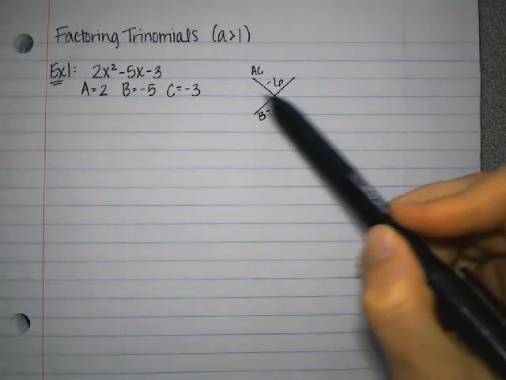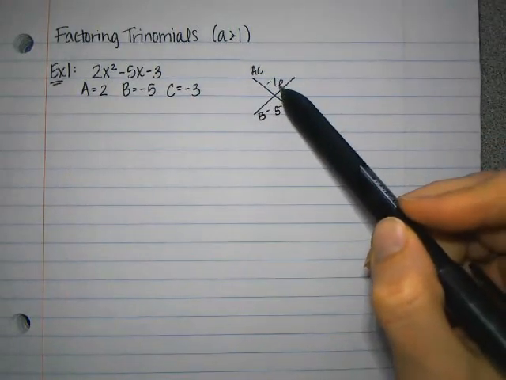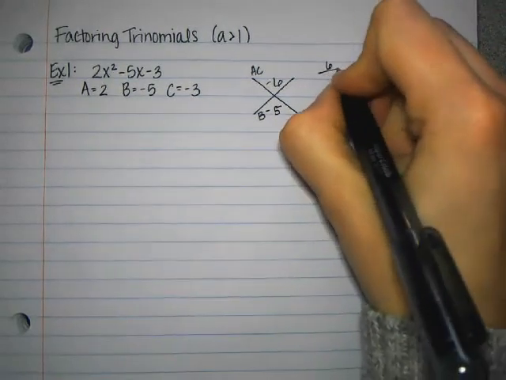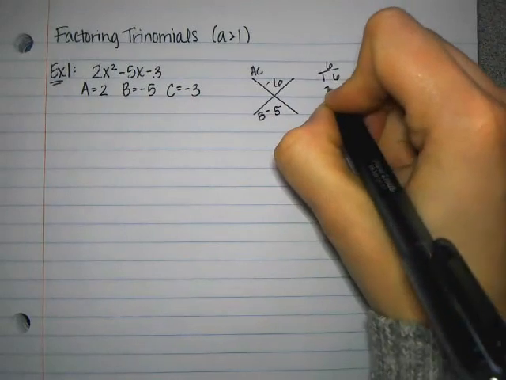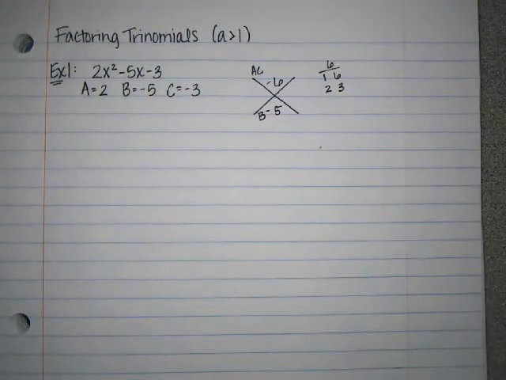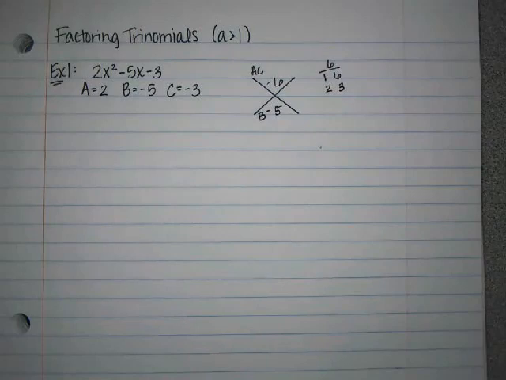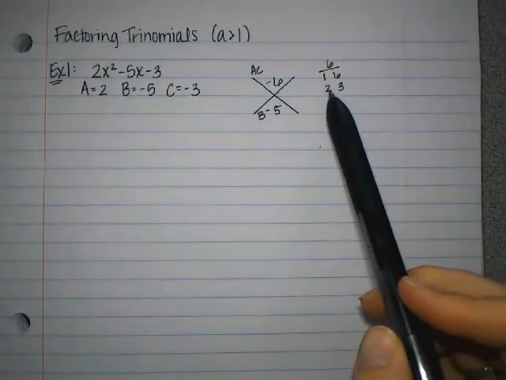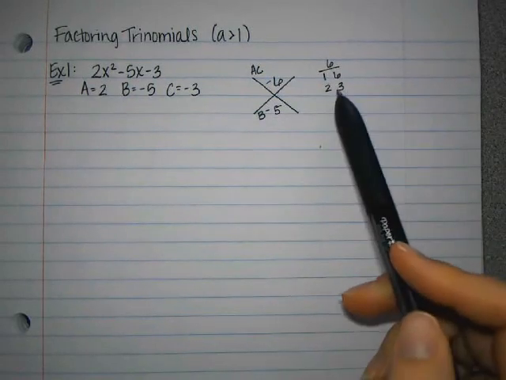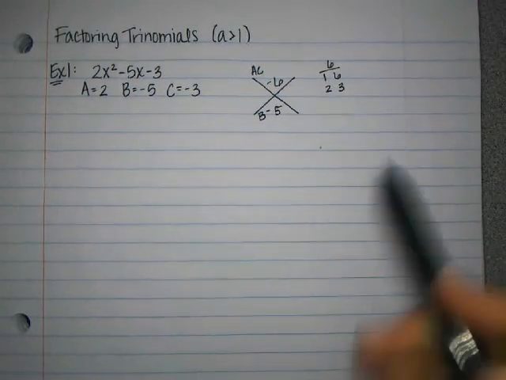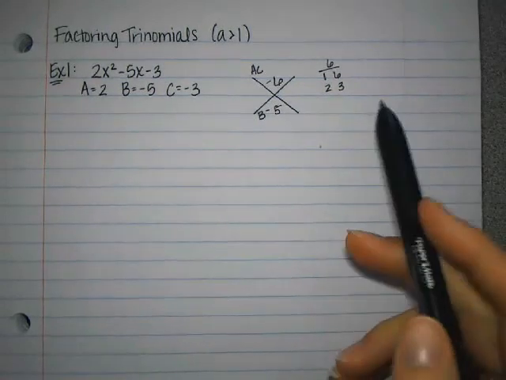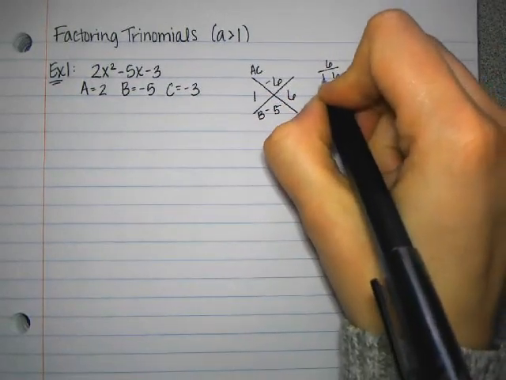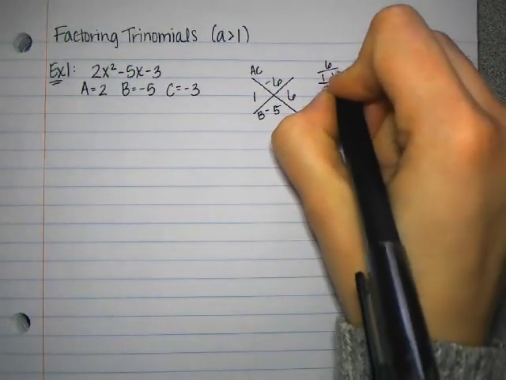Since AC is negative, we're looking for multiples of 6 that subtract to 5. Because if I look at multiples of 6, I have 1 and 6 and 2 and 3. And some of you guys would select 2 and 3. But I need them to multiply to become a negative number, so either one of them has to be a negative, and if I subtract these two, the difference is 1. So we would select 1 and 6, because we know that 6 minus 1 is 5.